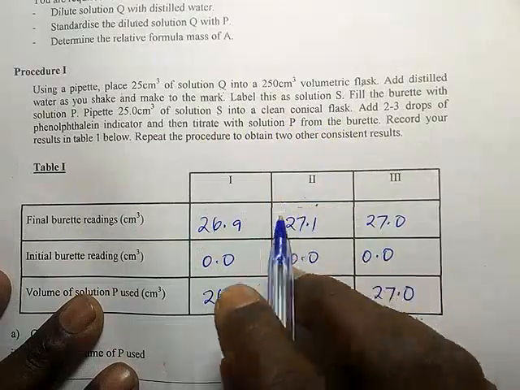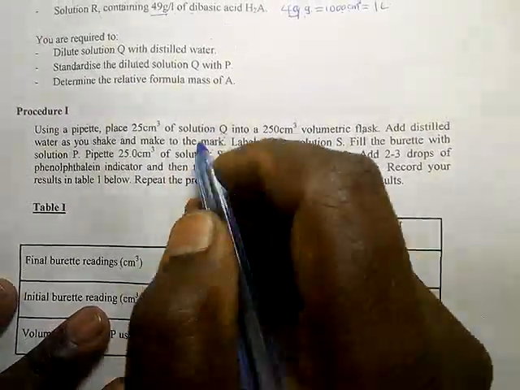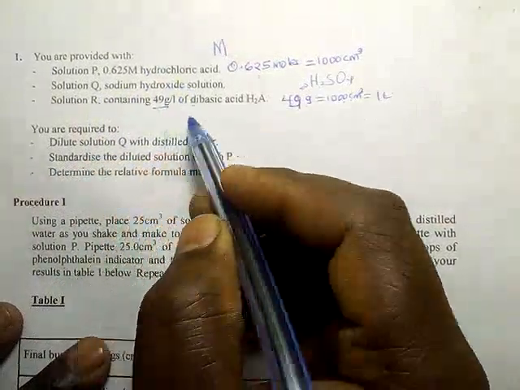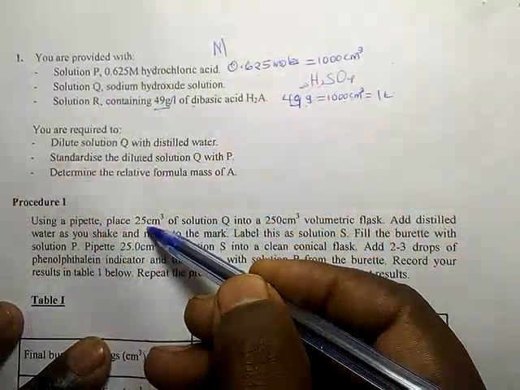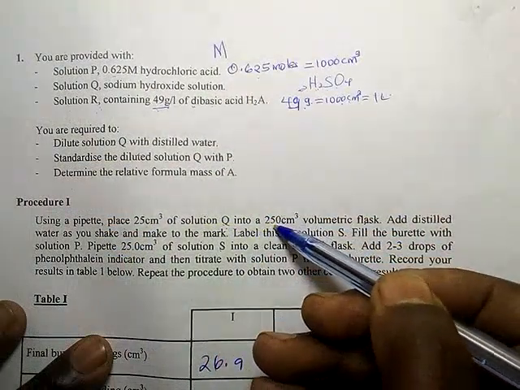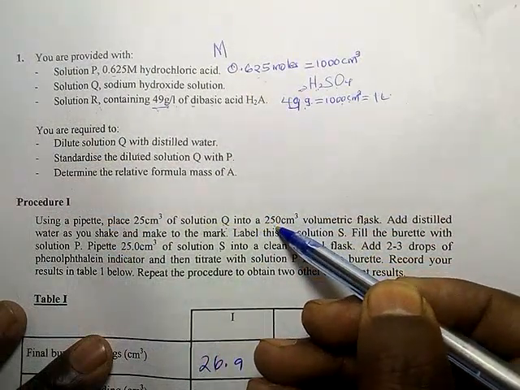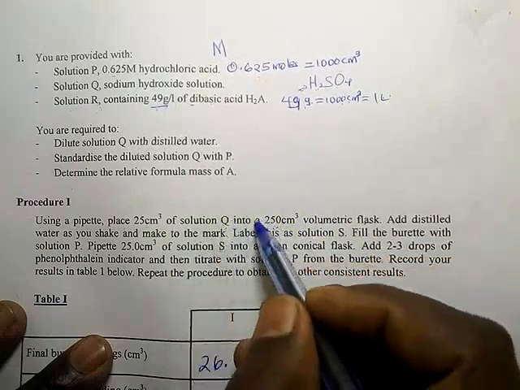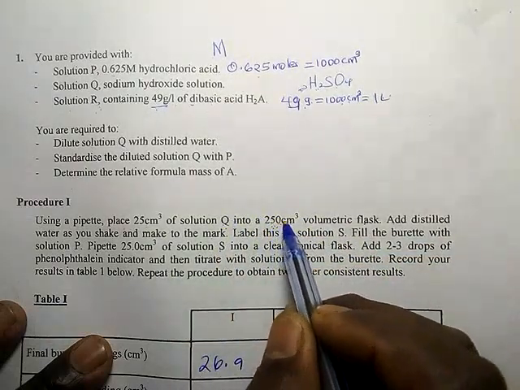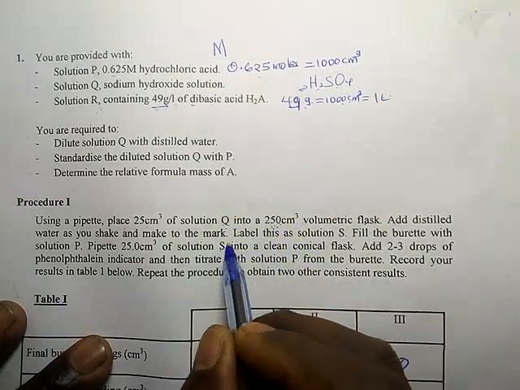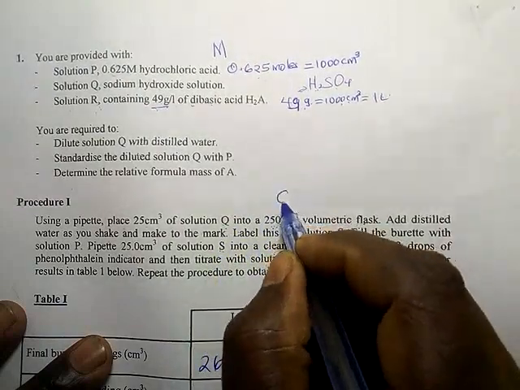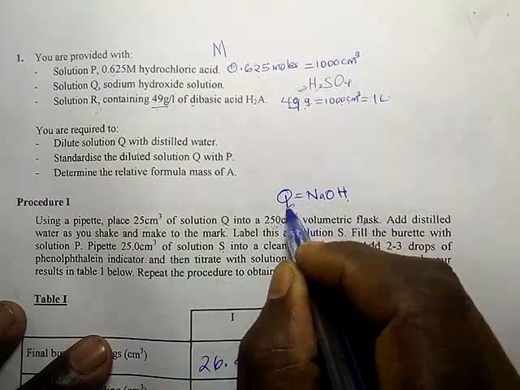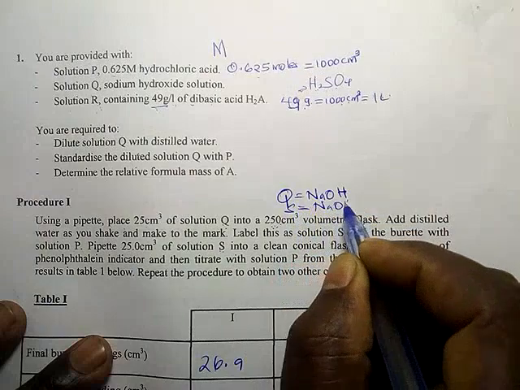Then record. So, tuko na solution Q, which is sodium hydroxide. Tumeambiwa to pipette 25 of Q, tuiweke kwa 250 volumetric flask. Tukishaweka ndani tunaongeza maji mpaka inajaa. Ikifika ile mark inafika 250 centimeters cube. So tunatengeneza solution S. Lakini sasa unafaa kujua Q, ukumbuke ni sodium hydroxide. S ambayo tumetengeneza bado ni sodium hydroxide.